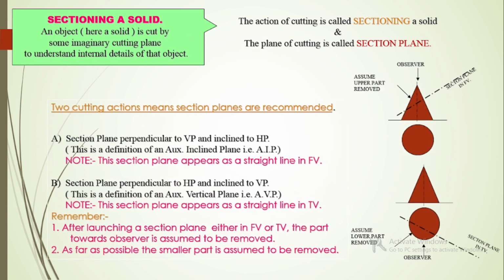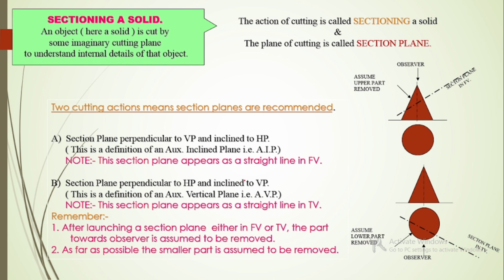Here, two cutting actions, meaning section planes, are recommended. First one, section plane perpendicular to VP and inclined to HP. This is the definition of auxiliary inclined plane, AIP. Auxiliary inclined plane means a plane which is perpendicular to VP but inclined to HP.